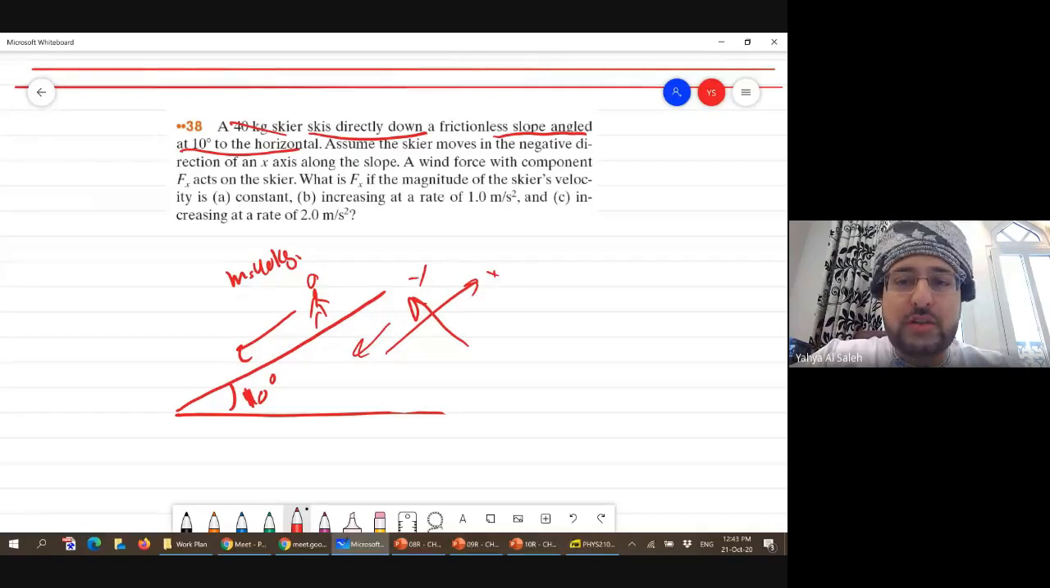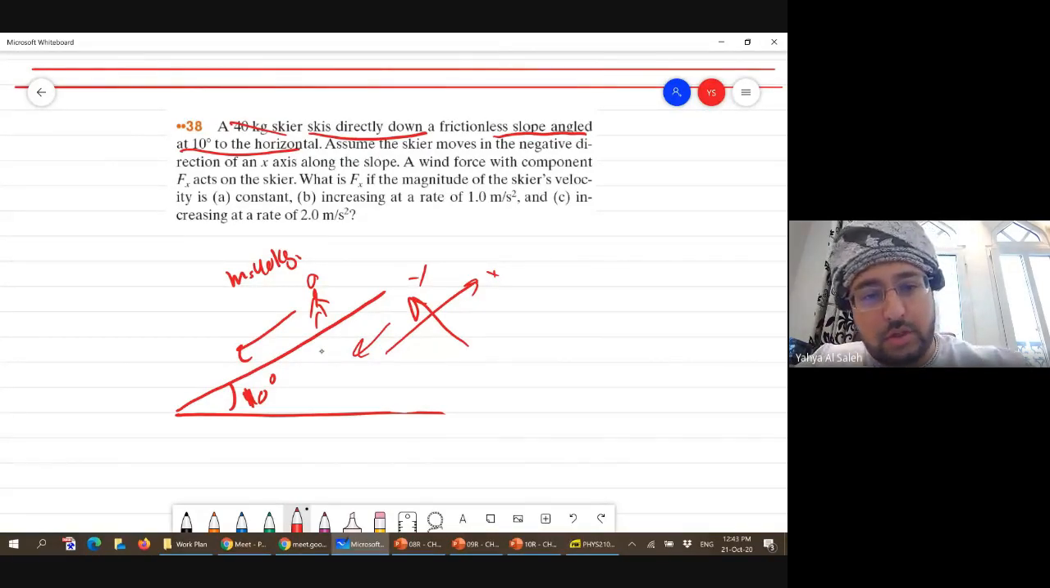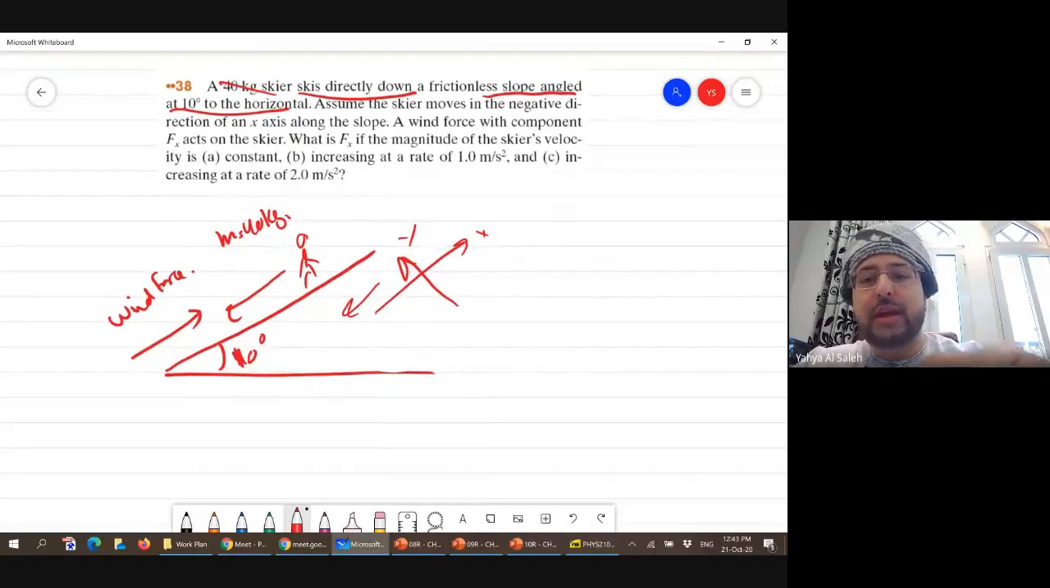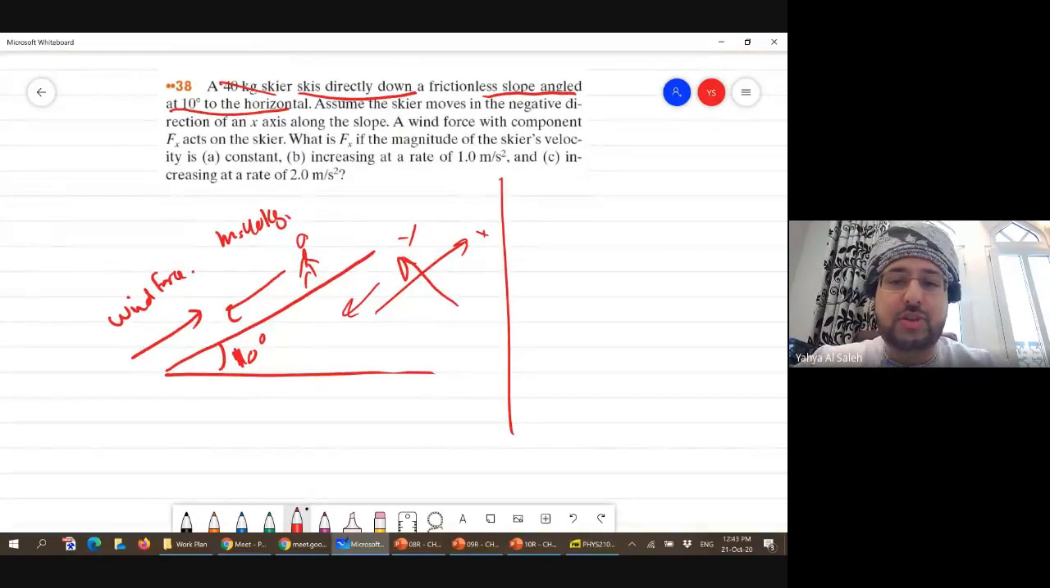A wind force with a component Fx acts on the skier. So we have the wind force. What is Fx if the magnitude of the skier's velocity is constant, increasing, or increasing at a different rate? So what I drew now is not a free body diagram. This is just a picture. Now let's do a free body diagram.